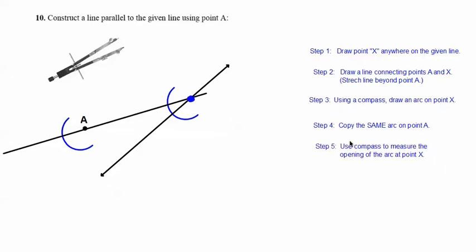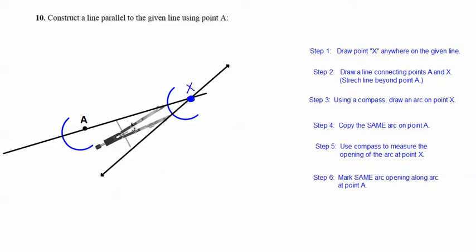Step 5, using the compass, you measure the opening at your point X, which I just noticed the label's not showing, so I'll write it there. At point X, you're going to use your compass, and you're going to open it so that the tips of your compass measure exactly the opening of your arc. You're going to mark that same arc opening on the other arc. So I'm going to come over to this other arc and measuring from this top of the line to wherever it cuts my arc there. With my compass, I'm going to do a little mark right there.